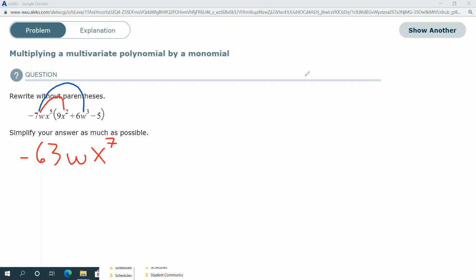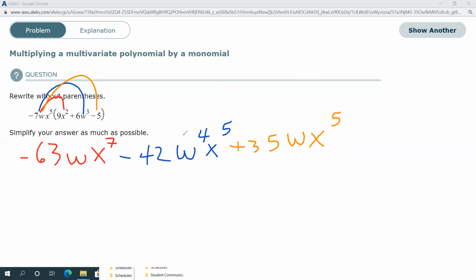Then we'll do the next one. Negative 42, negative 7 times 6. And then w to the first times w to the third is w to the fourth, with an extra x to the fifth hanging around. Then multiply that. Negative 7 times negative 5 is plus 35, and wx to the fifth is it. There's no extra variables. So it's done the same way as the last, but now there's just another variable.